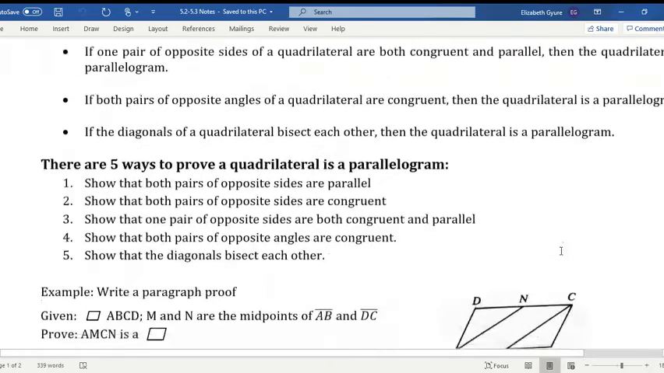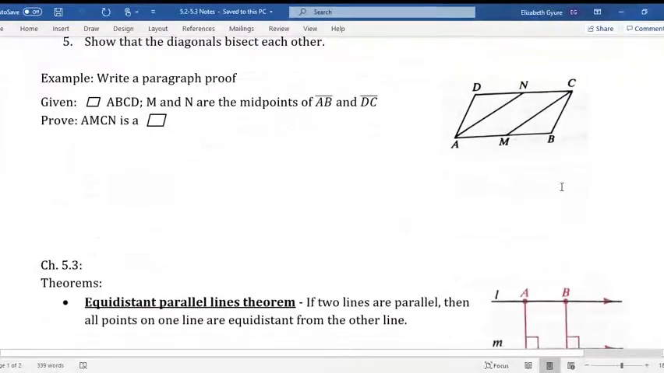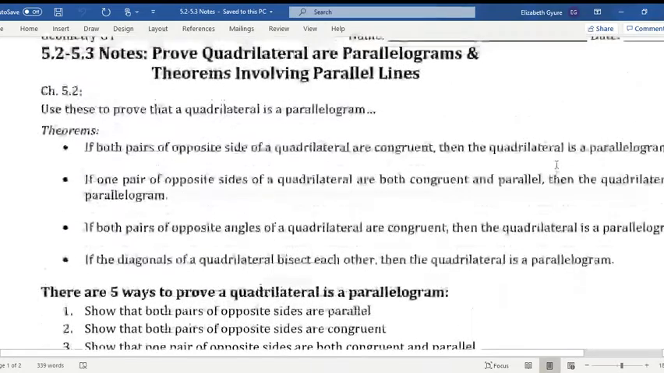I didn't put a bunch of proofs on the notes just because, well, number one, I want you to practice them in the homework, but it's really similar to a lot of the things we did with the triangles, right? Proving sides are congruent, angles are congruent, things like that. So a lot of those same things will kind of apply.